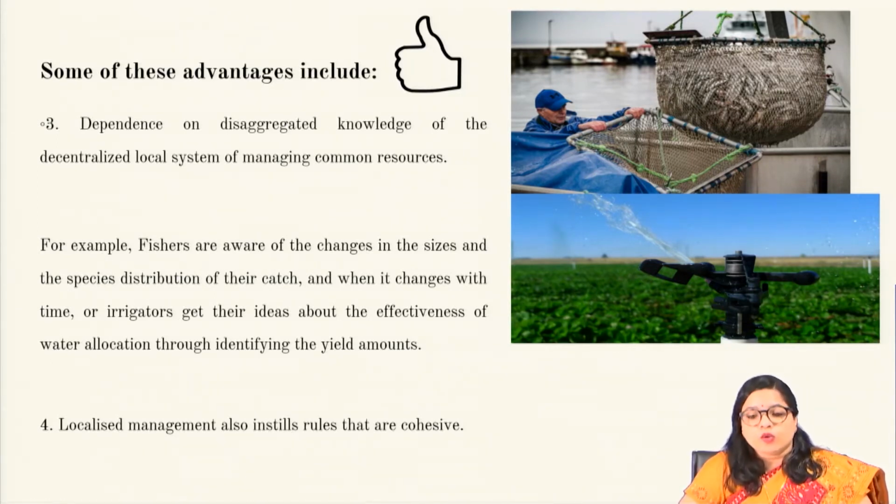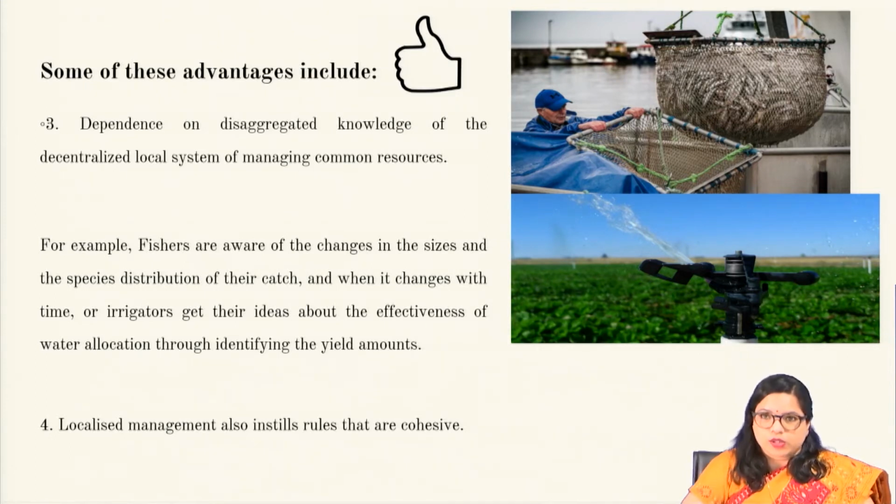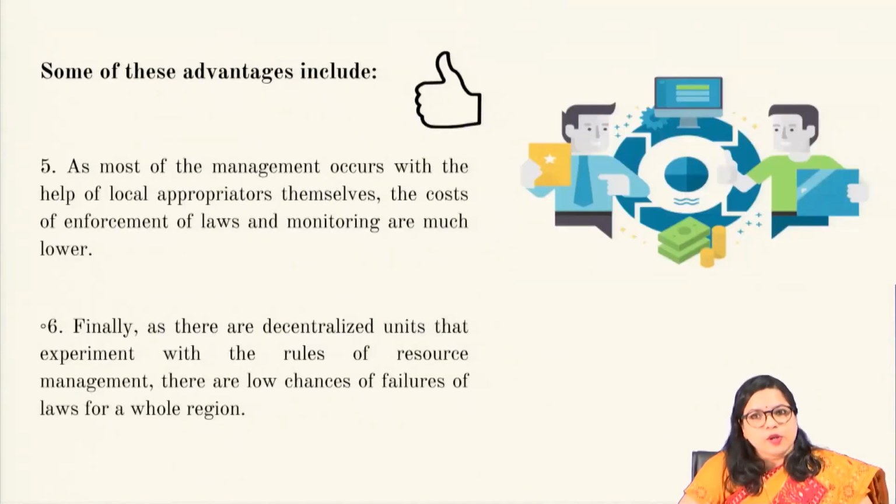Localized management also instills rules that are adapted in a more cohesive manner, in synchronization with the functioning of the local resource. As most of the management occurs with the help of local appropriators themselves, the cost of enforcement of laws and monitoring is much lower in this case. Finally, as there are decentralized units that experiment with the rules of resource management, there is a low chance of failure of laws for a whole region.